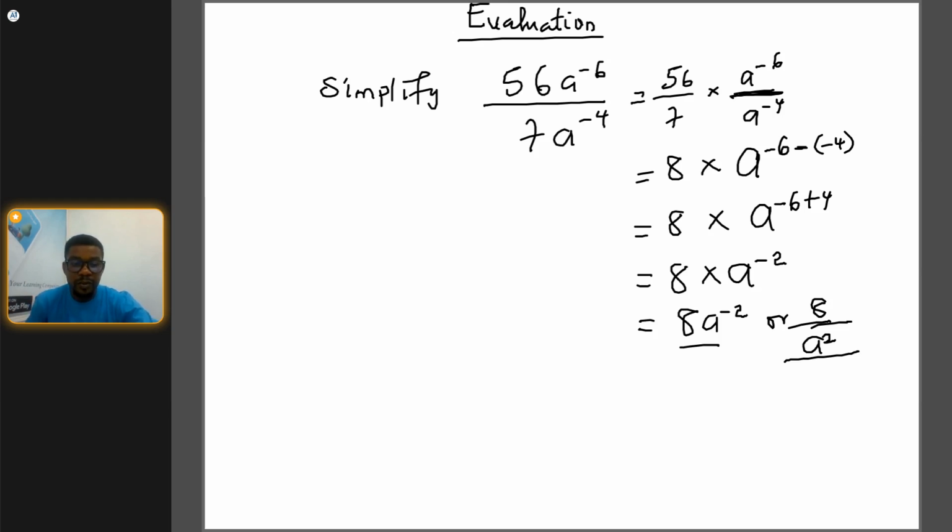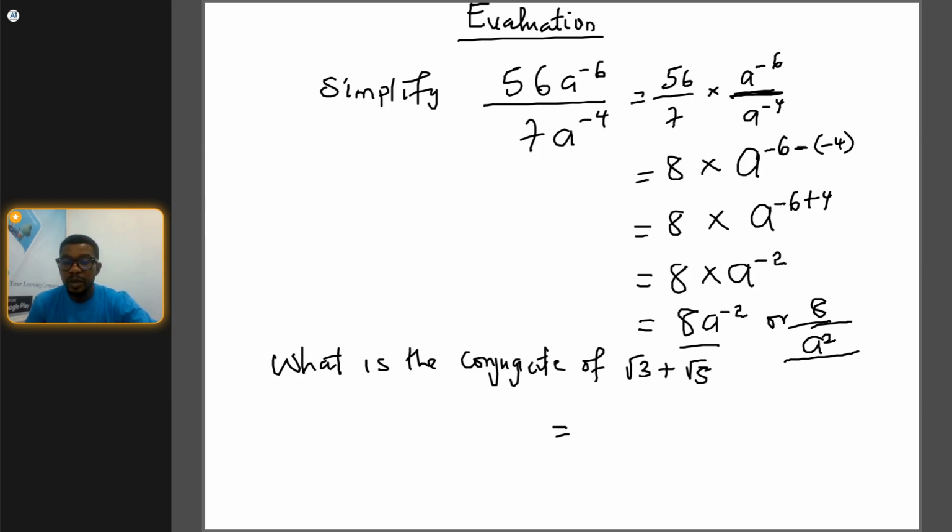So the second question: what is the conjugate of root 3 plus root 5? The conjugate of root 3 plus root 5. I'm waiting for your response in the chat box.